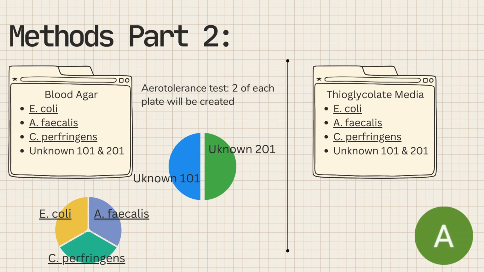For the aerotolerance test, two blood agar plates were divided into three sections and inoculated with the corresponding bacteria seen at the bottom left of the slide. Another two blood agar plates were divided in half and inoculated with the unknown bacterial samples as seen on the right hand side. In the end, one trio and one of the half plates were placed in an anaerobic chamber while the other two remained in a student basket. Lastly, five thioglycolate mediums were inoculated with the listed bacteria and unknown samples.